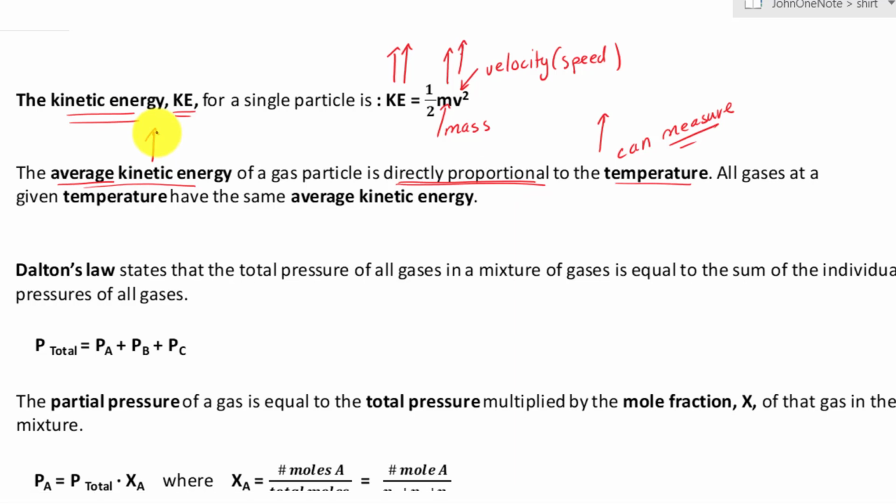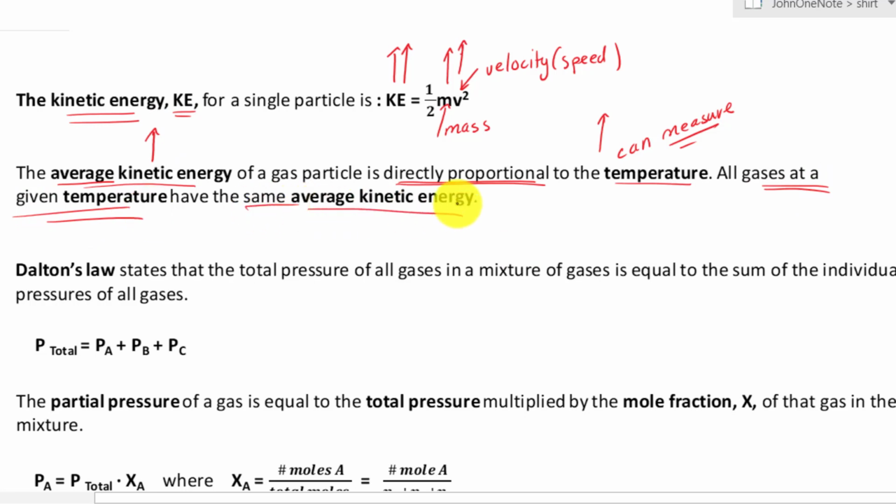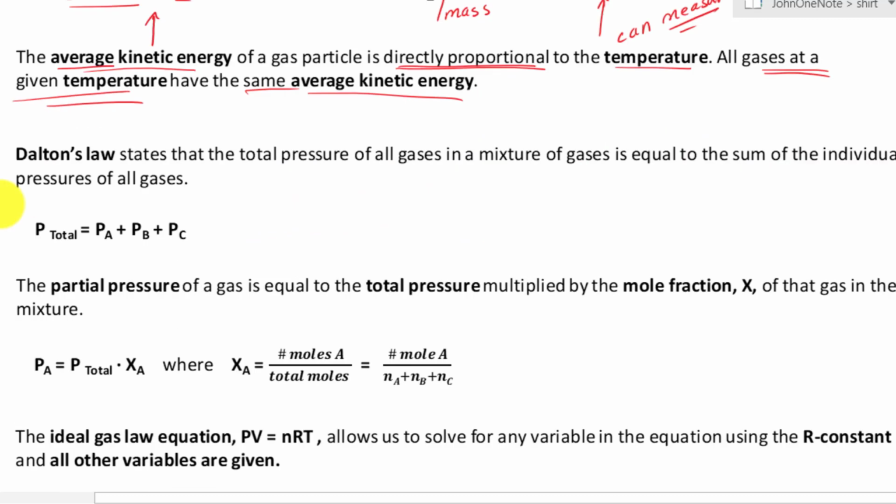That means if you have a sample of gases or a mixture of different gases at a given temperature, all those gas molecules will have the same average kinetic energy, and that's important. Now let's talk about the first gas law, and that is the Dalton gas law.